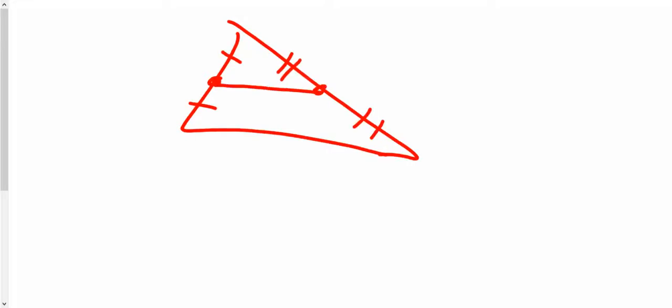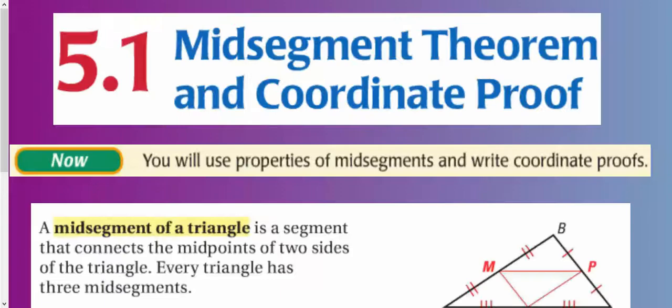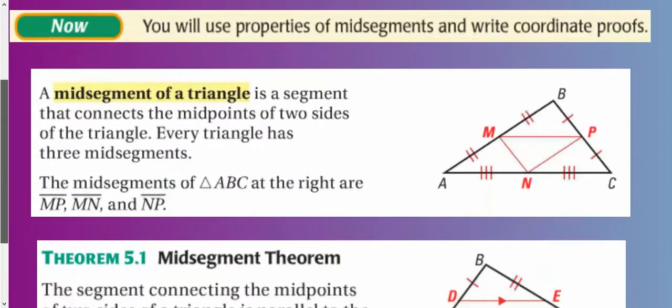Alright, so first I'm going to describe what a midsegment is. Every triangle has three sides, therefore it has three midpoints. And if I connect two of the midpoints, that creates a midsegment. Because there are three sides, as I mentioned, there are three midpoints, so there are actually three midsegments in every single triangle. And that is what this is.